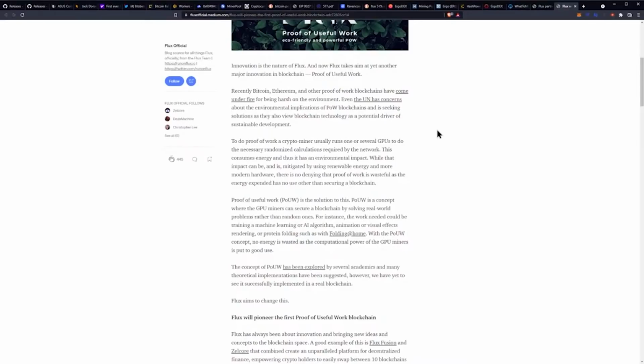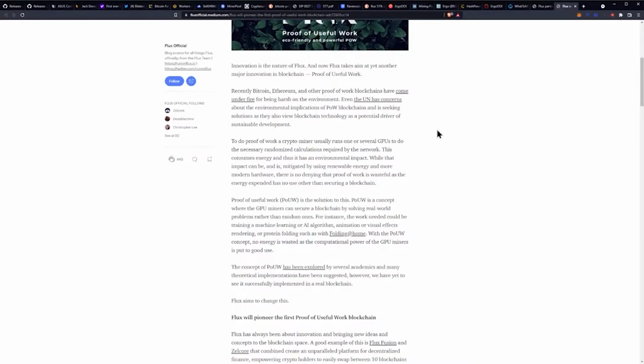To do proof-of-work, a crypto miner usually runs one or several GPUs to do the necessary randomized calculations required by the network. This consumes energy, and thus it has an environmental impact. While that impact can be and is mitigated by the use of renewable energy and more modern hardware, there is no denying that proof of work is wasteful, as the energy expended has no use other than securing a blockchain. Proof of useful work, POUW, is the solution to this.